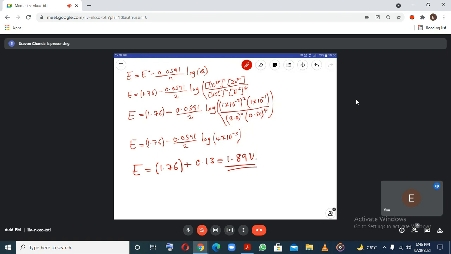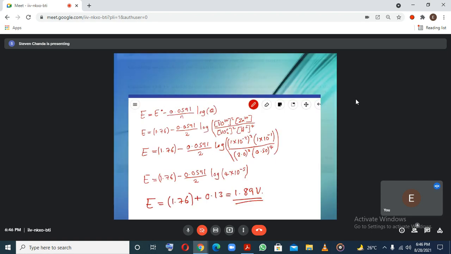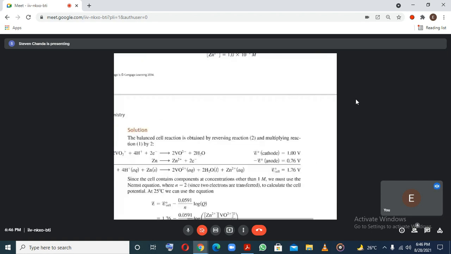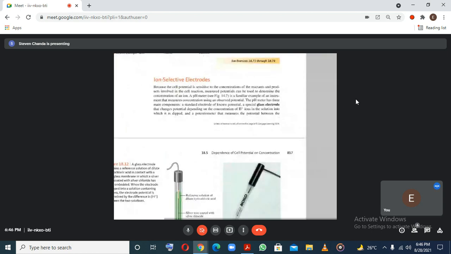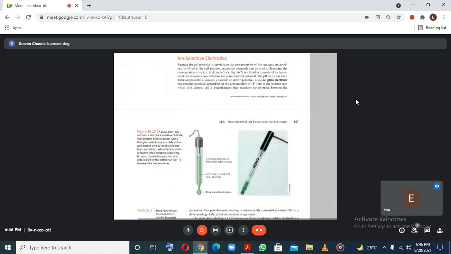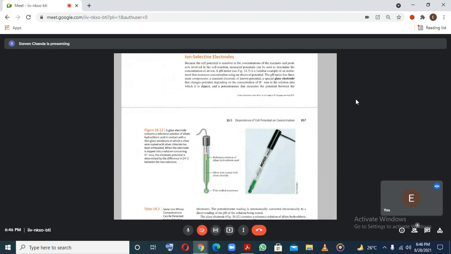Okay. If there are no questions, then we can proceed to look at the next part: ion selective electrodes. Really, there's nothing much to talk about, but the ion selective electrodes are basically certain instruments which you can use to record and calculate specific ions. For instance, let's say a pH meter. A pH meter is an instrument that you can use to calculate the pH of a solution.